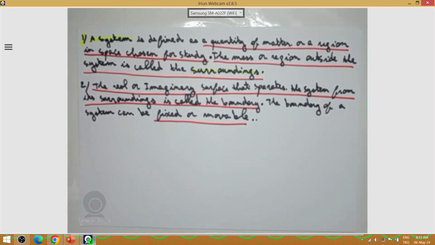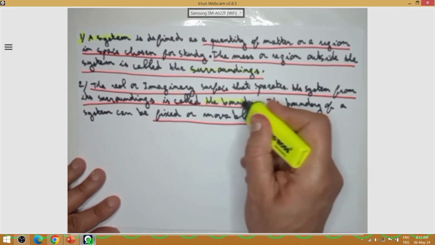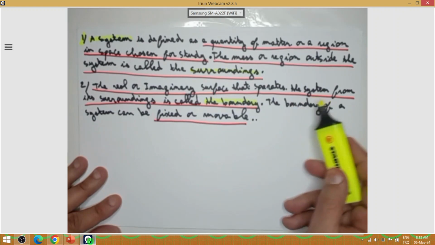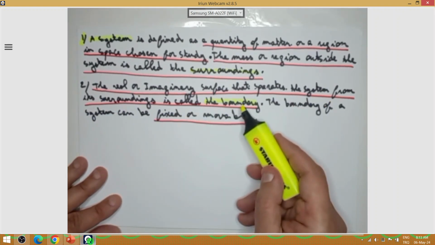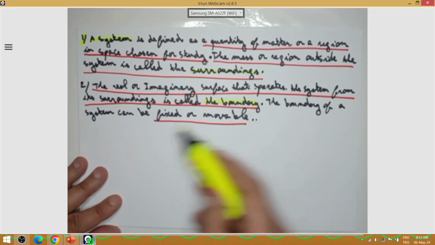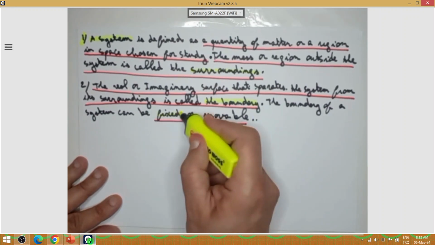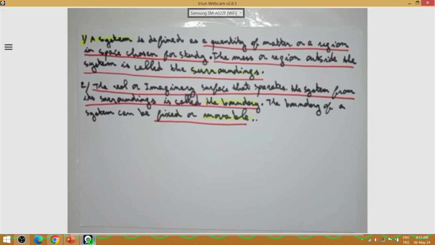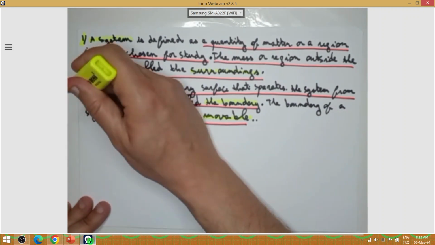And here again, I think that we have a few keywords that we have to highlight. So I will highlight the word boundary. This is the definition of boundary: the real or imaginary surface that separates the system from its surroundings. This is the first keyword, and I have other keywords. The boundary of a system can be fixed or movable. I will highlight also note 2.